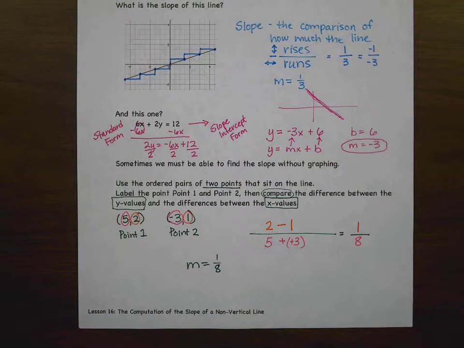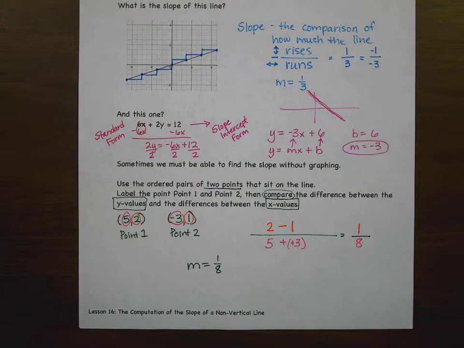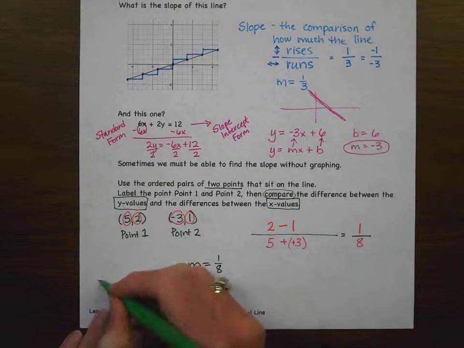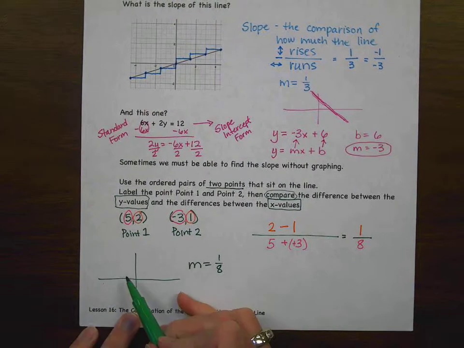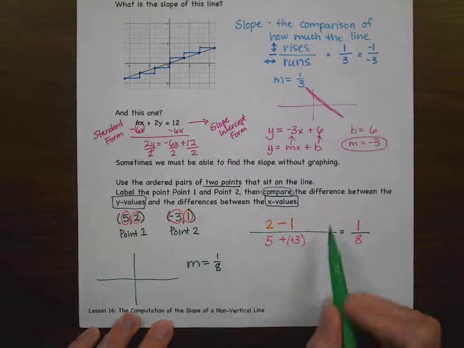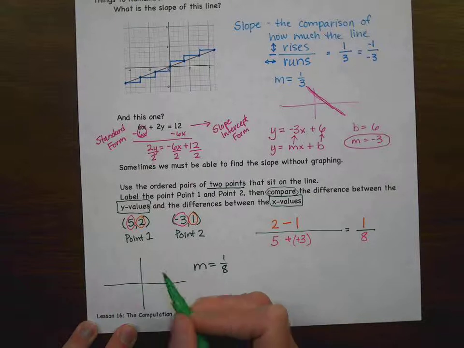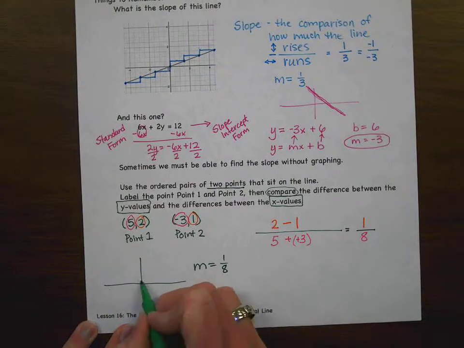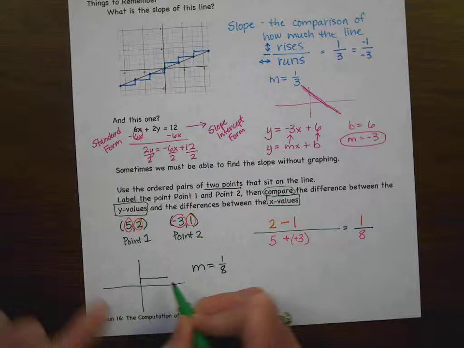So for every 1 we rise, we go to the right 8. So your line is going to be traveling in the positive direction, right? So it would look somewhere like here. And then for every 1 you go up, you go over 8. Up 1 over 8, up 1 over 8, up 1 over 8. So your line is actually going to look like, let's say here, so we would go up 1 and over 8. So pretend that's there.